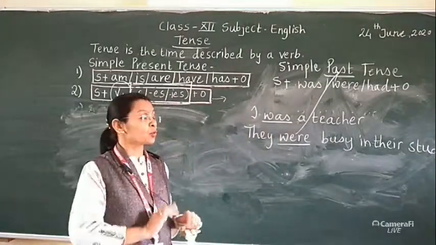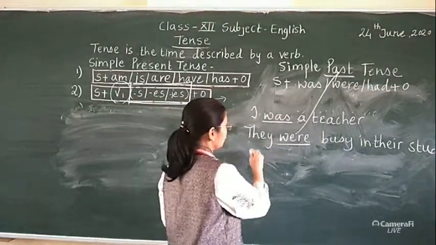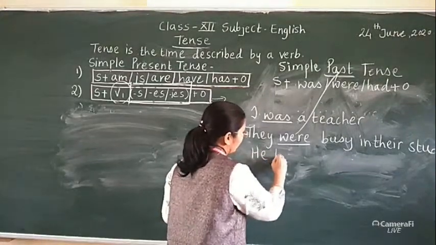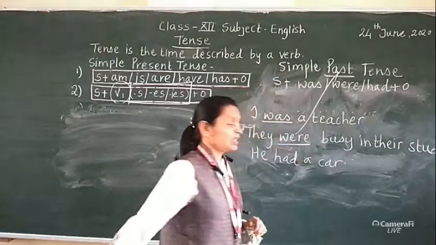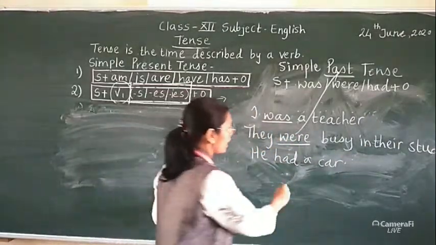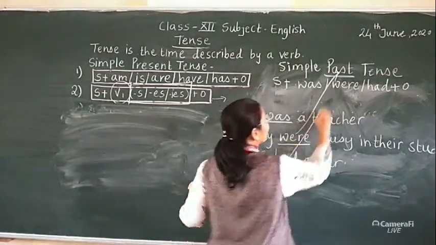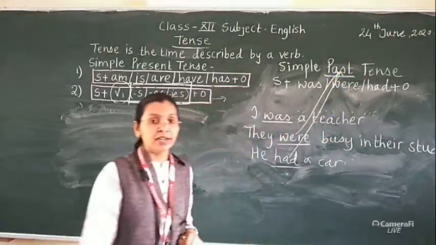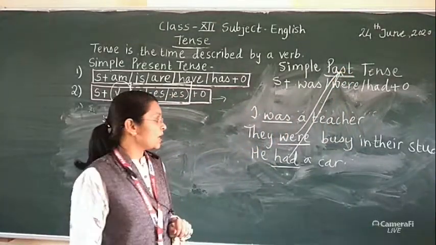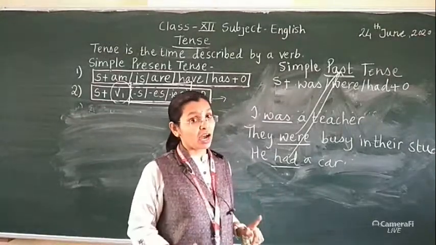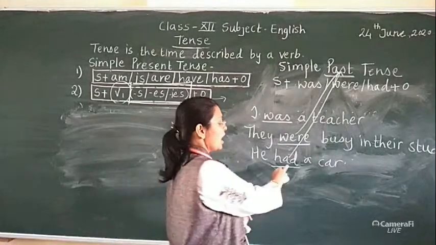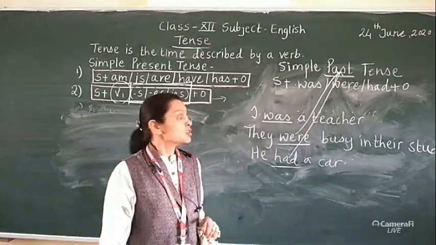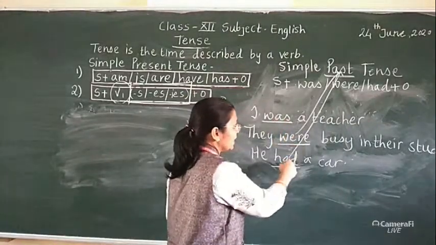Okay? How were they some time ago? Busy. When I said he had a car, what is my sentence here? He had a car. So had also indicates the past tense, right? So right now I don't have a car, but some years ago I had a car. Okay? So here was, were and had.